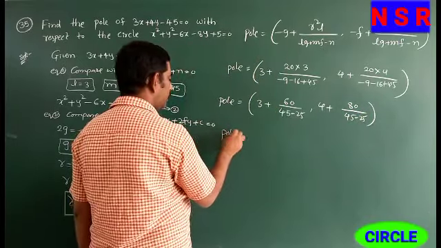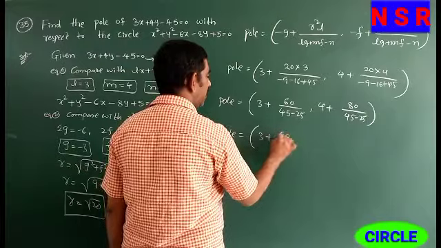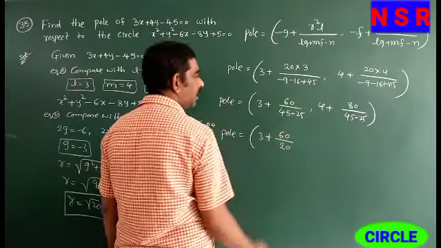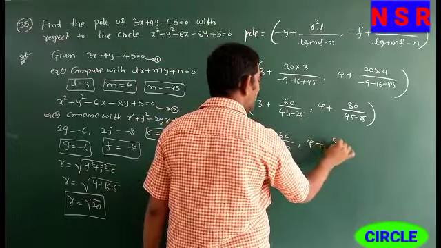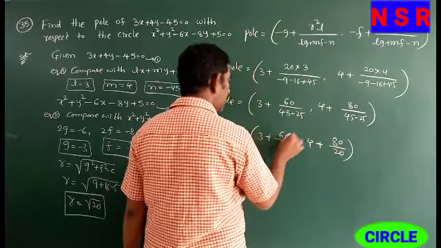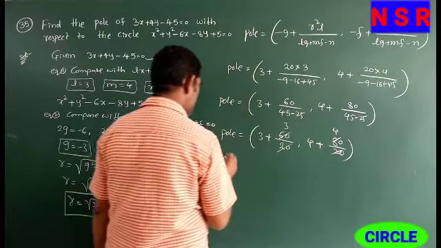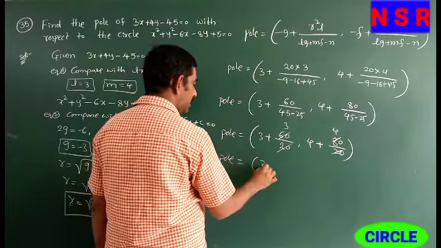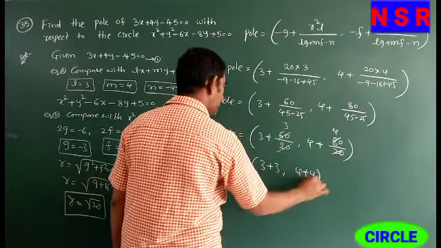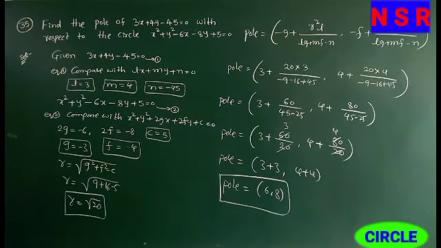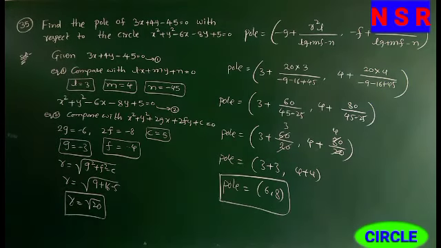So pole equal to 3 + 60 by 45 - 25, that is 20. And here also 4 + 80 by 20. Now 20 threes are 60, here 20 fours are 80. So pole equal to 3 + 3 comma 4 + 4. So pole equal to 6. So pole formula is (-g + r²L by (Lg + mf - n), -f + r²m by (Lg + mf - n)). Now substitute the values and simplify. We get pole equal to (6, 8).